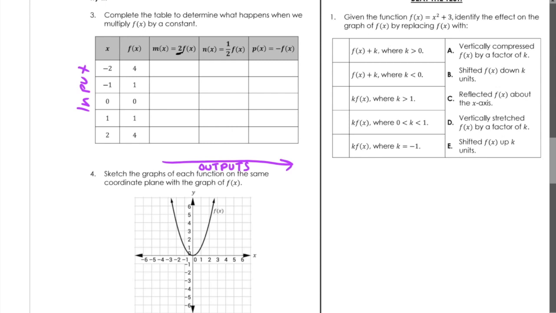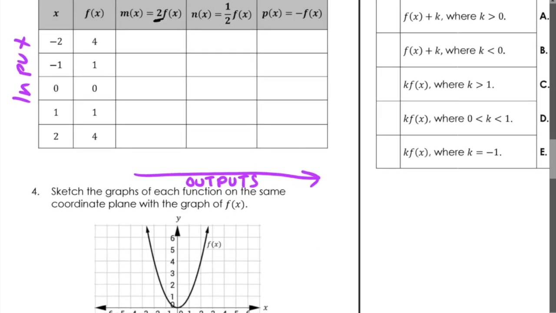So if I'm multiplying by 2 on this one, I'm going to take this number and multiply it by 2. So 4 times 2 is 8. 1 times 2 is 2. 0 times 2, well, that's just going to be 0. 1 times 2 is 2, and 4 times 2 is 8. Okay, so again, I take these numbers and I multiply it by 2.